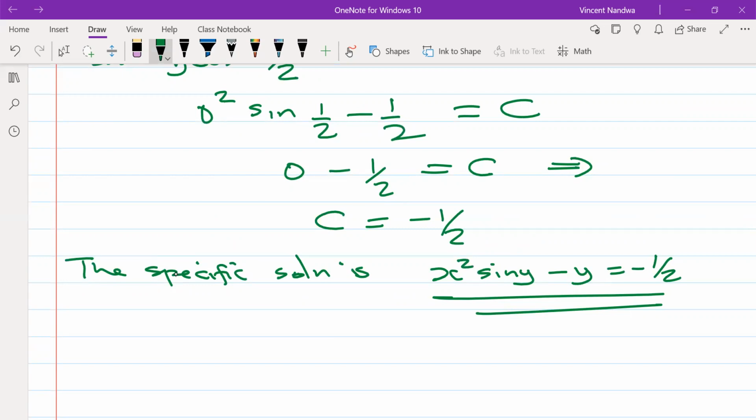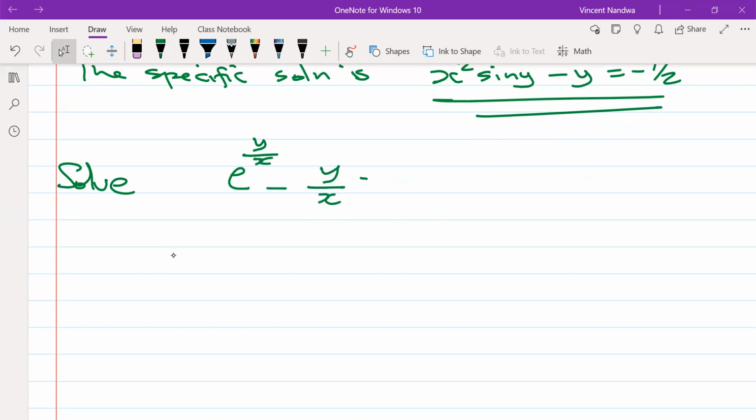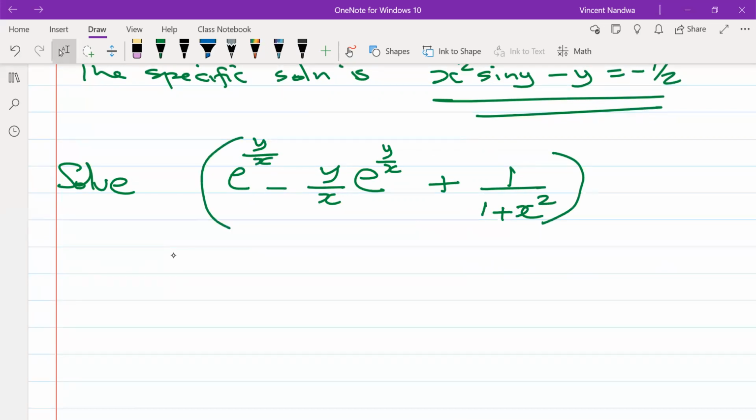Lastly, now let's solve: e to the power y over x minus y over x, e to the power y over x, plus 1 over 1 plus x squared, dx, plus e to the power y over x dy equals 0.